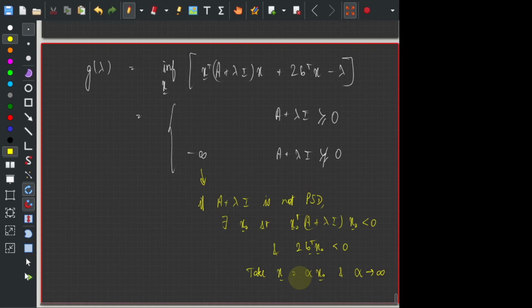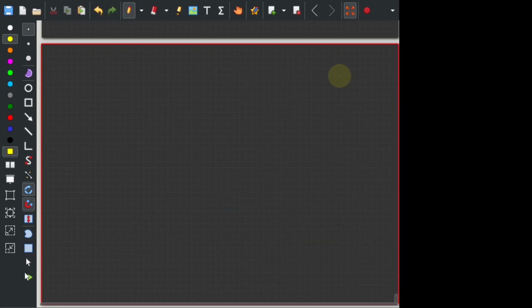Okay. If A plus lambda I is positive semi-definite, then what can you say about this function? It's convex. So you can find the infimum by just finding the stationary point of this function. What is that equal to? Yep. So set the gradient equal to 0. What is the gradient equal to?